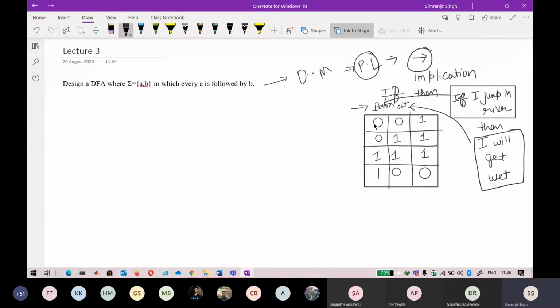Now the 0 here means I haven't jumped in the river and I haven't gotten wet. That is a true statement, because if I do not jump in the river, then I will not get wet. So that is why it's written here as true. The second one is again I haven't jumped in the river, but I still get wet. This is again a true statement. You will think, how is it a true statement that if I do not jump in the river, I get wet? You can get wet by another reason that is not part of this statement.